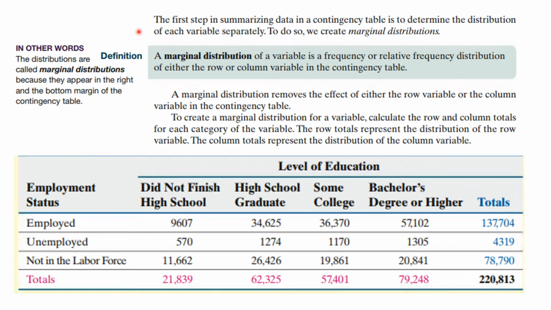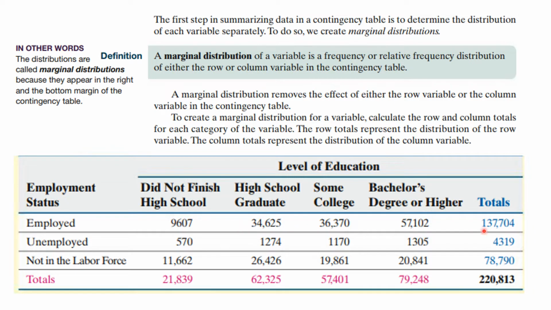Okay, so the first step in summarizing data in a contingency table is to determine the distribution of each variable separately. To do this, we create what is called a marginal distribution. The definition is: a marginal distribution of a variable is a frequency or relative frequency distribution of either the row or the column variable in the contingency table. In other words, the distributions are called marginal distributions because they appear in the right and bottom margin of the contingency table. So basically what we're doing is adding up the rows here.